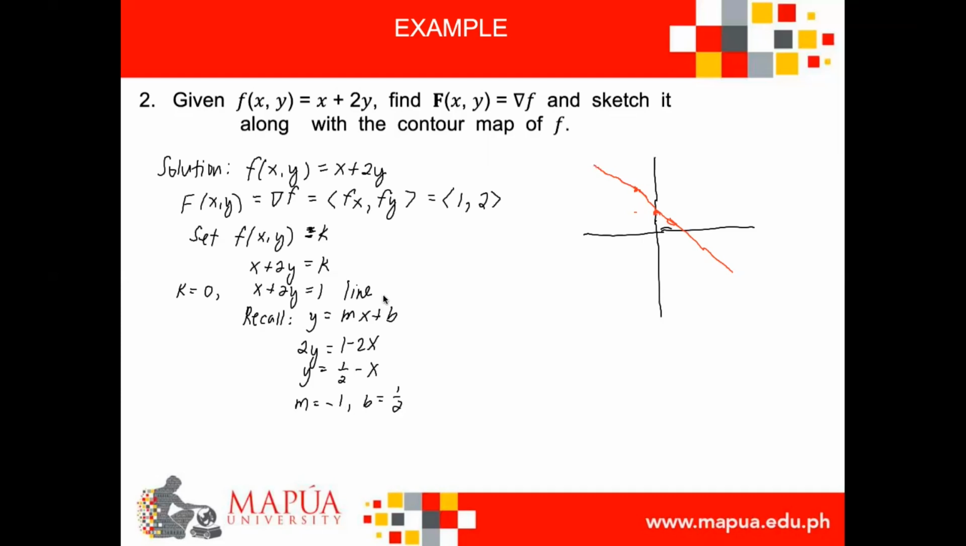By the way, this is when k equals 1. Sorry for that. Then when k equals 0, we have x plus 2y equals 0. Then solving for y in terms of x, y equals negative x over 2.